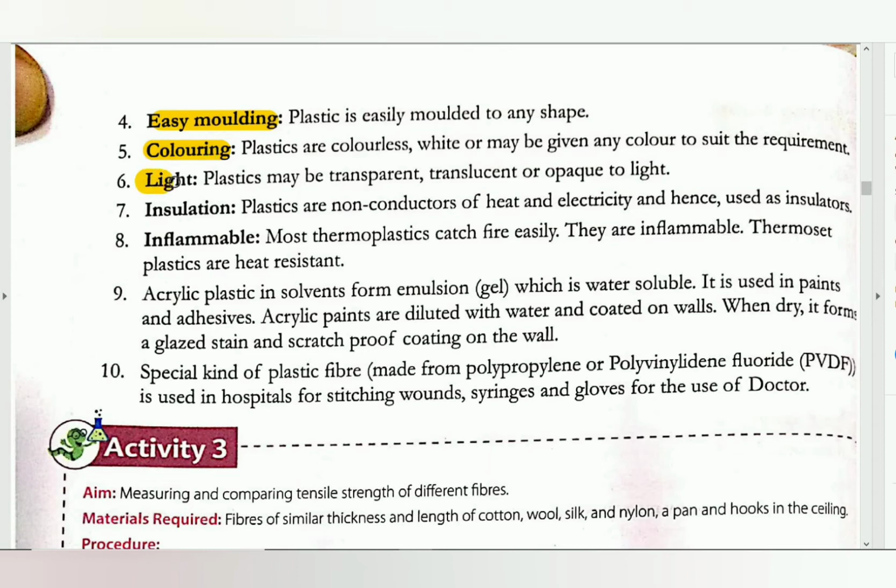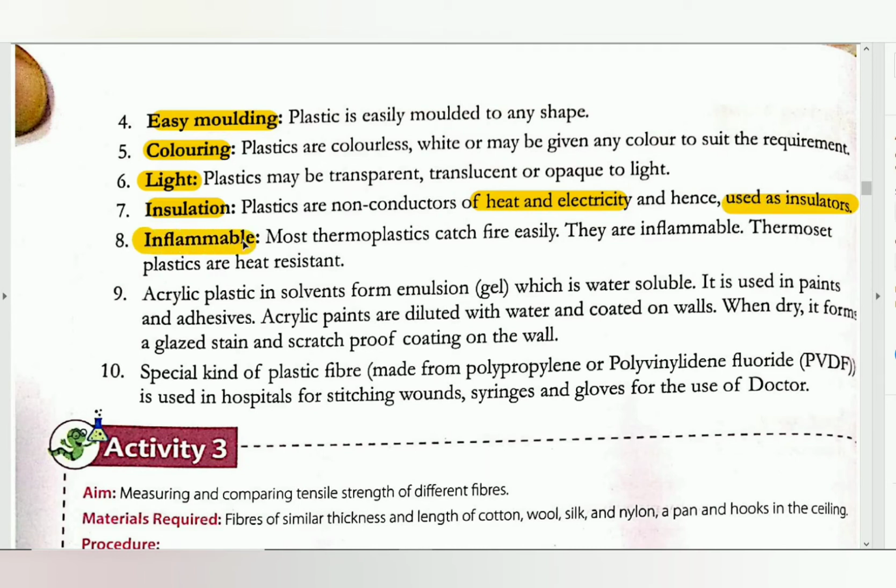Next one is about light. Plastic can be transparent, translucent, or it may be opaque. Transparent means in which the light can pass. Translucent in which light doesn't pass. Alright. Next one is insulation. Insulation means they do not have the capability to conduct heat or electricity. Hence, these are used as insulators.